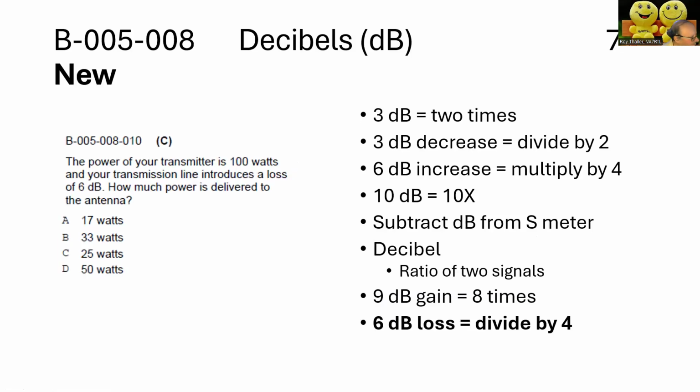Here's a new question. The power of your transmitter is 100 watts, and the transmission line introduces a loss of 6 dB. How much power is delivered to the antenna? So remember again, 6 dB is 4. So you would take 100 divided by 4, which would be 25. So C would be the correct answer.